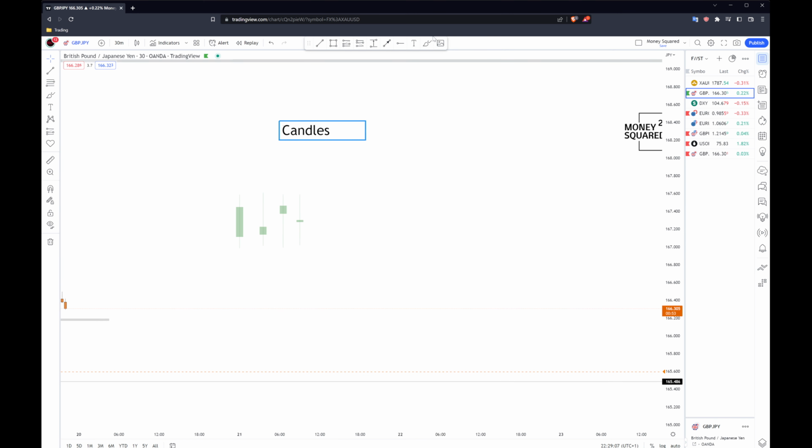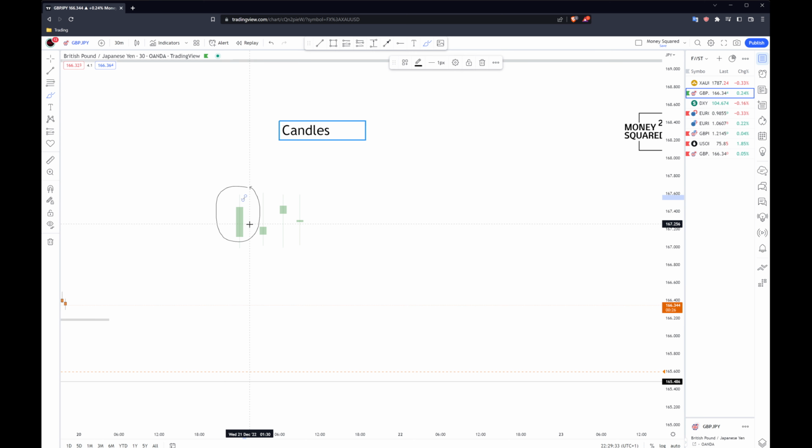So let's talk about wicks and candles today. A candle is usually what helps us check where the price is going, how much volume is in the market at that moment, where is support, where is resistance, what is the trend, where are the rejections, where are continuations. So this is a normal candle.